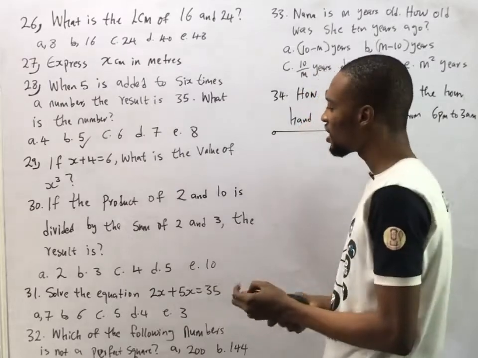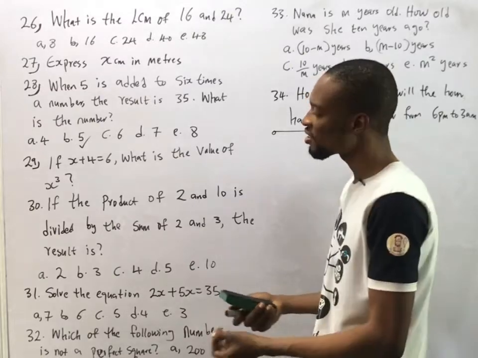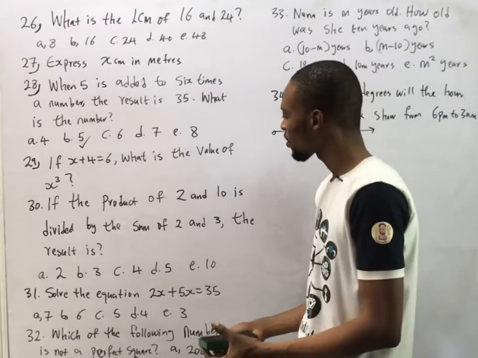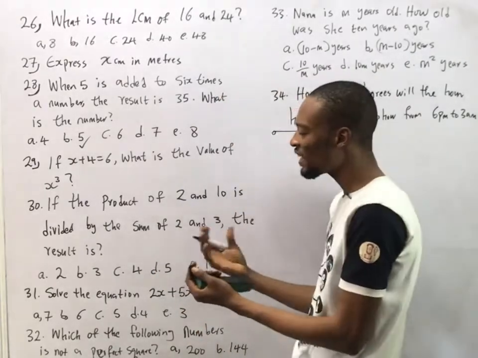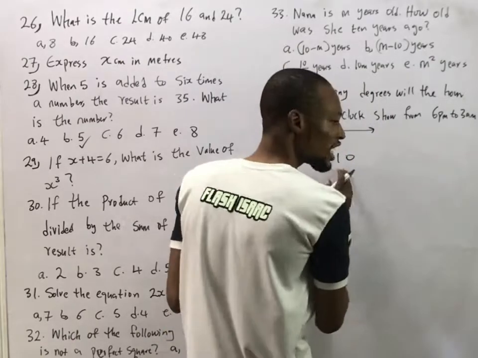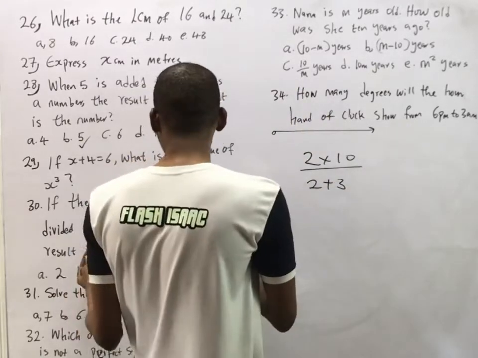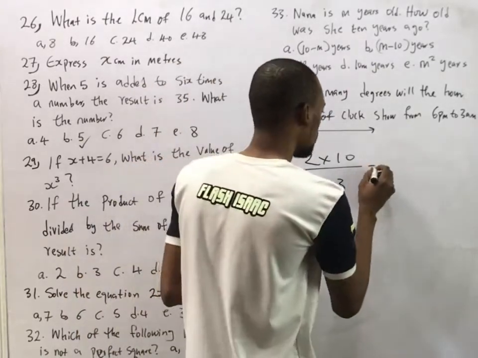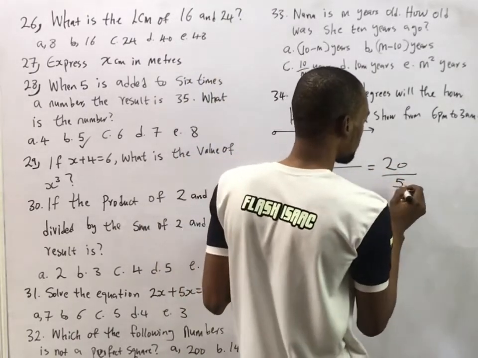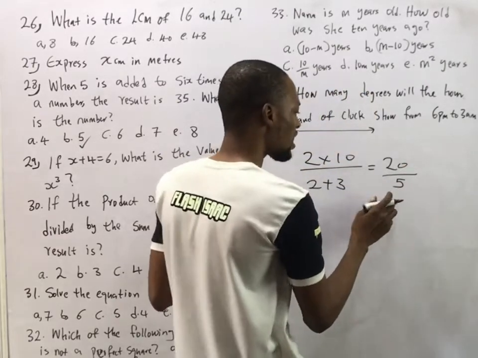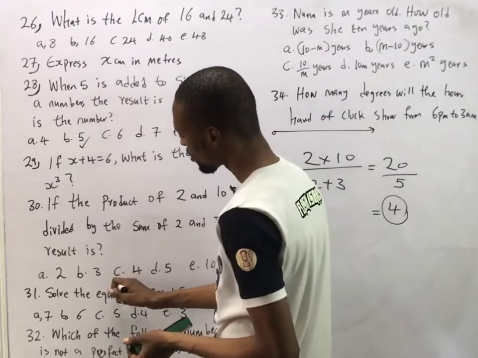Question 30 says, if the product of 2 and 10 is divided by the sum of 2 and 3, the result is... So the product of 2 and 10 is simply 2 times 10, is divided by the sum of 2 and 3. That means 2 times 10 divided by 2 plus 3. That's the interpretation of that word problem. 2 times 10 is 20. And 2 plus 3 is 5. 20 divided by 5 should give you 4. So the answer is 4. That's option C.